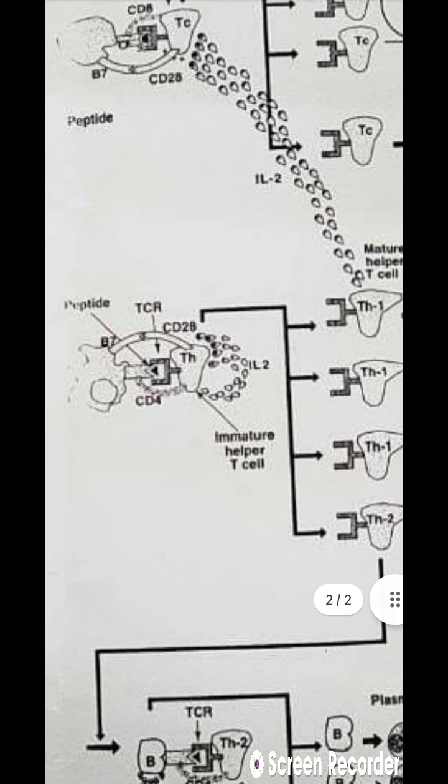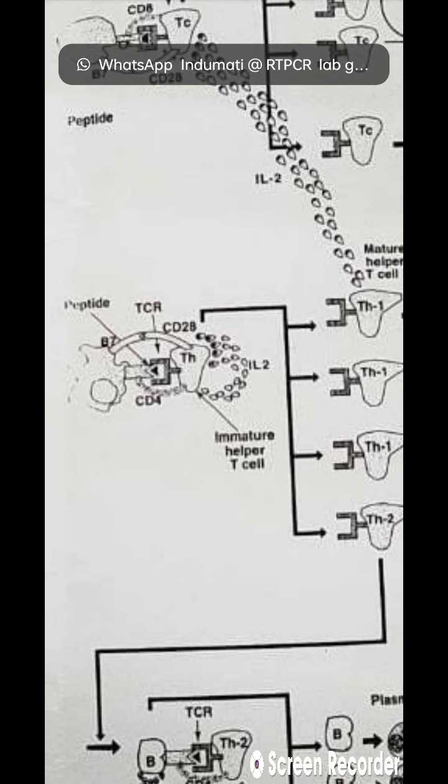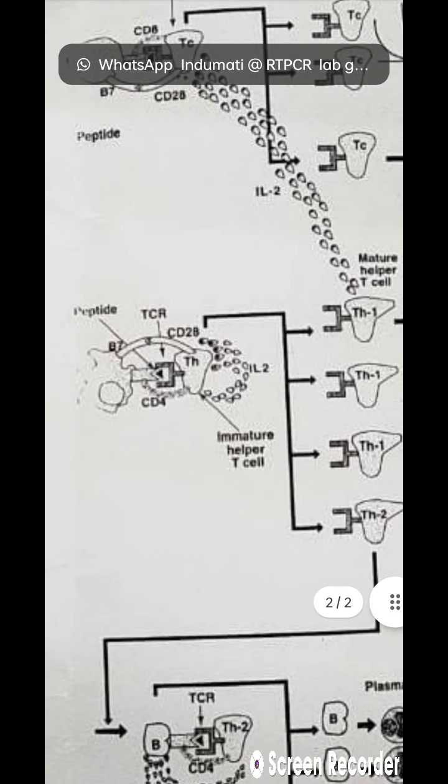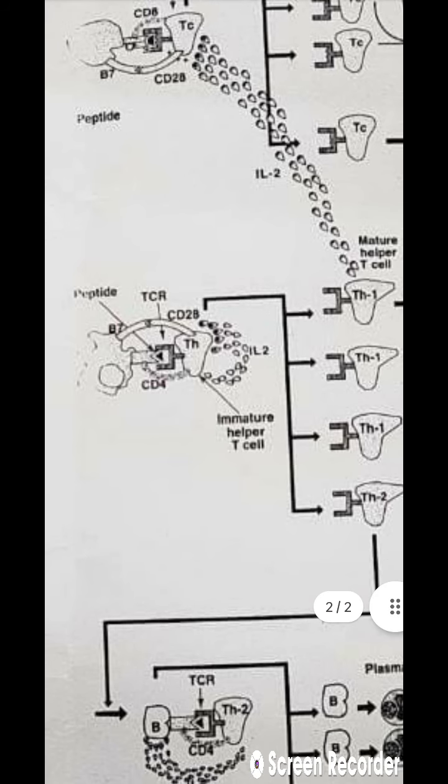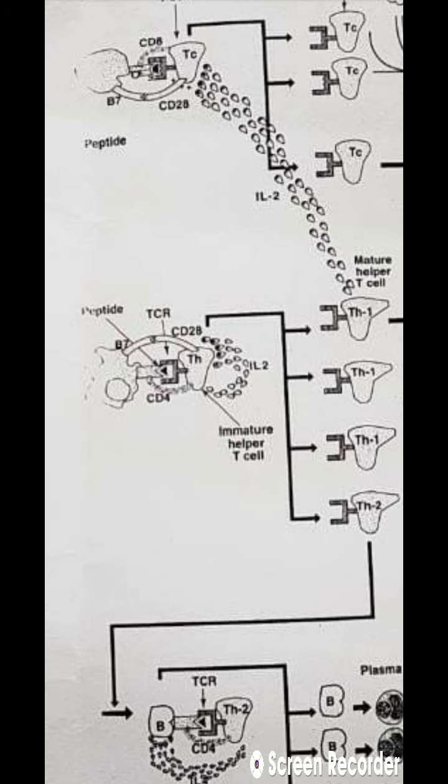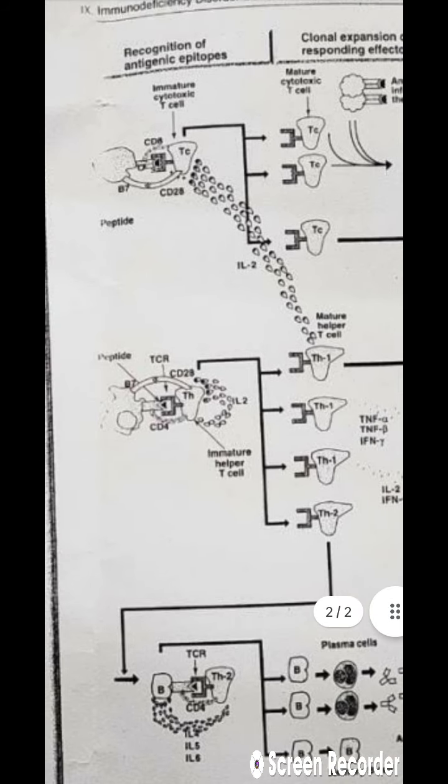So after this first and second signal, the CD4 T cell, the TH cell, gets activated and releases the cytokine interleukin 2, which acts on the TH cell receptor itself. So it has an autocrine effect. Autocrine effect means the source of the cytokine interleukin 2 is the helper T cell, and this interleukin 2 acts on the same cell. This autocrine effect gives the third signal.